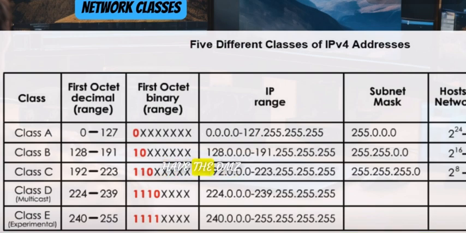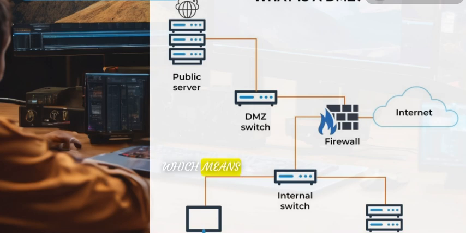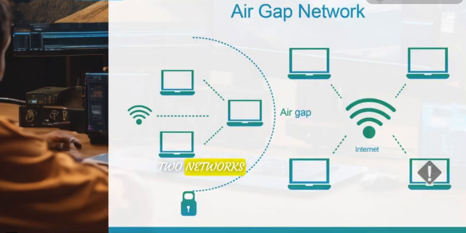Then next we have the DMZ, which means demilitarized zone. It just means a network separated from the corporate network, often housing untrusted devices connected to the network. Then we have air gap. Air gap is two networks with no connections to each other, ensuring security. That's just what it means.